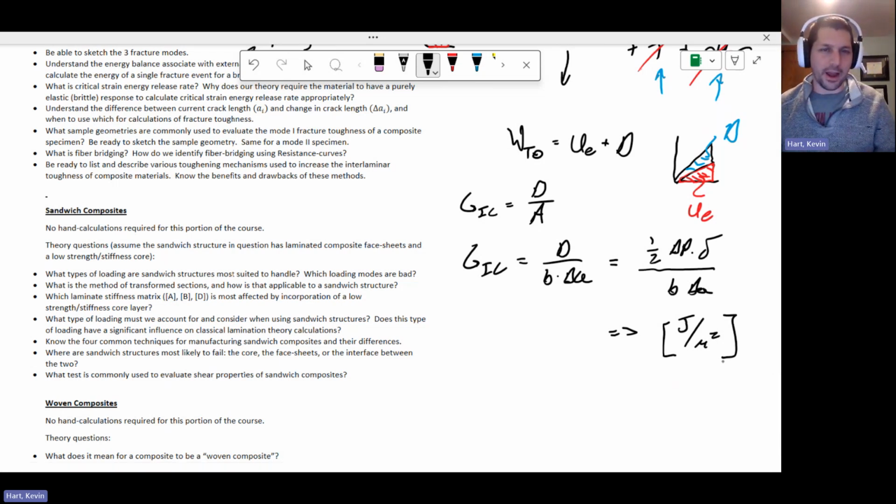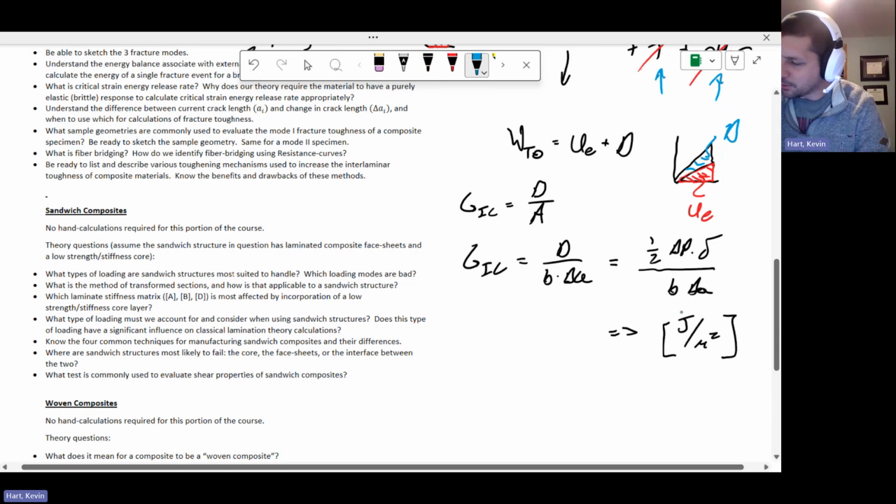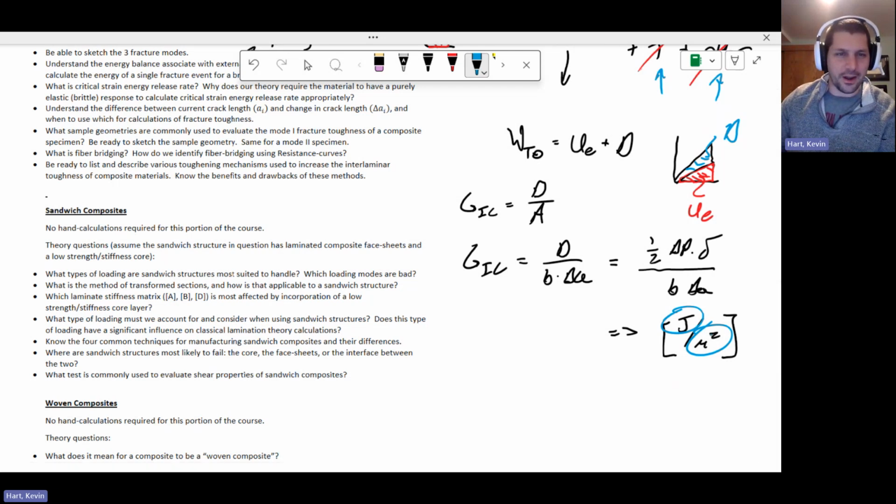Energy per crack opening area, right? So we have energy in the numerator. Meters squared is an area term. So how much energy did it take to create a crack of a certain area, right? Energy per crack opening area. So it's good to understand that when it comes to critical strain energy release rate.